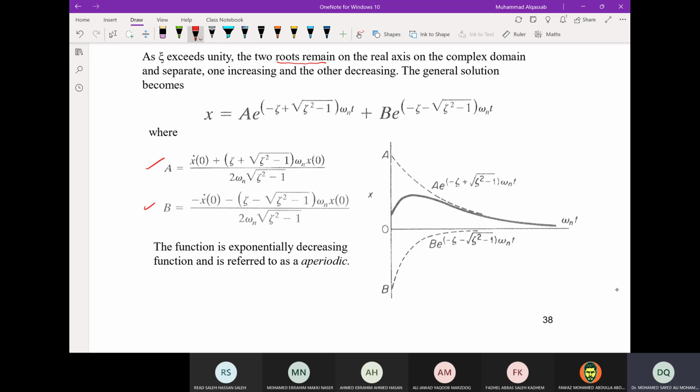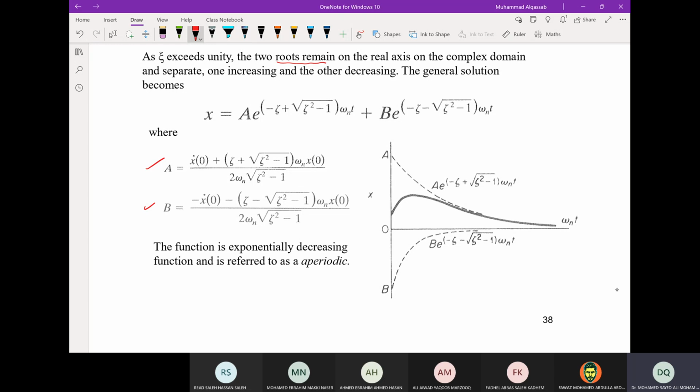A is x dot at 0 plus zeta plus square root of zeta squared minus 1, times omega n x at 0, divided by 2 omega n square root of zeta squared minus 1. And b is minus x dot at 0 minus zeta minus square root of zeta squared minus 1, multiplied by omega n x at 0, divided by 2 omega n square root of zeta squared minus 1.